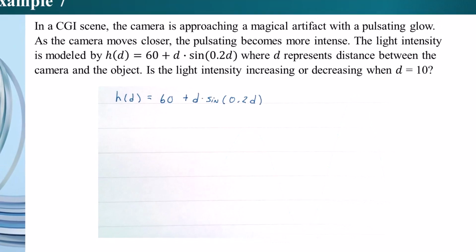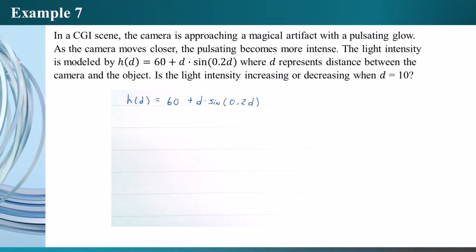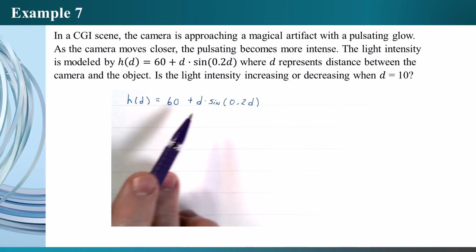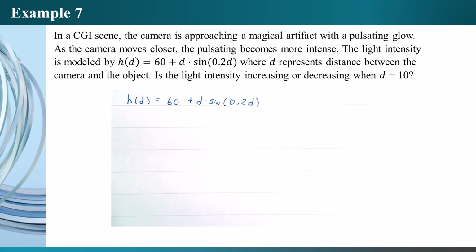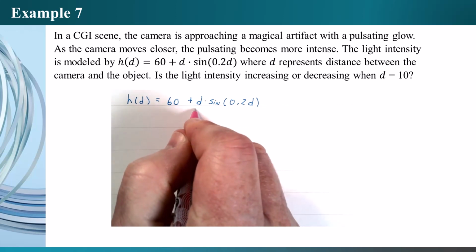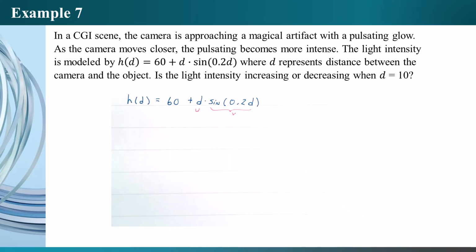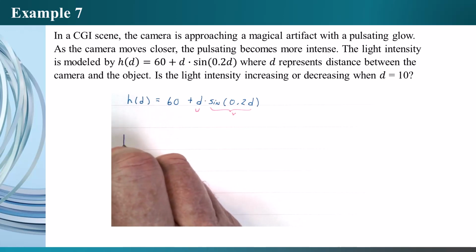So I need to find the derivative. And we see here that in the first term, that's just a constant, so that will be just a derivative of 0. But the second term is a product. So let's call the first part u, and the second part of the product v. And we know that we'll use the product rule, u prime v plus u v prime.